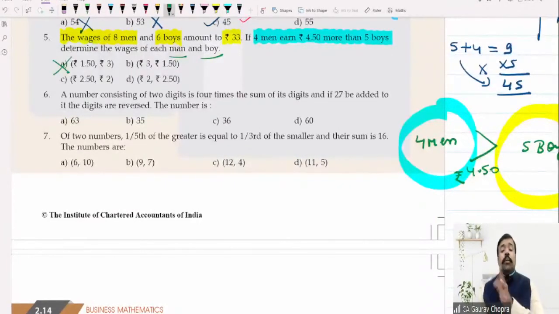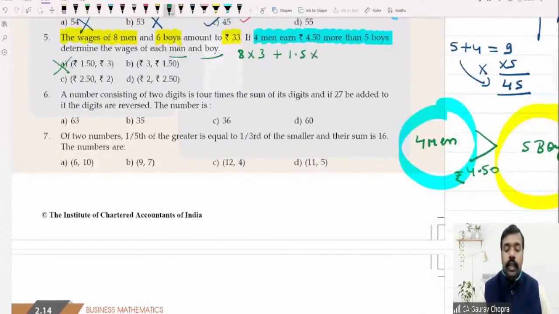Second is 3, 1.5. Now we can check this condition because the wage of men is more as compared to boy. So 8 multiplied by 3 plus 1.5 into 6. If we multiply them, we are getting 24 plus 9, that is 33 rupees. So condition number 1 is getting satisfied.